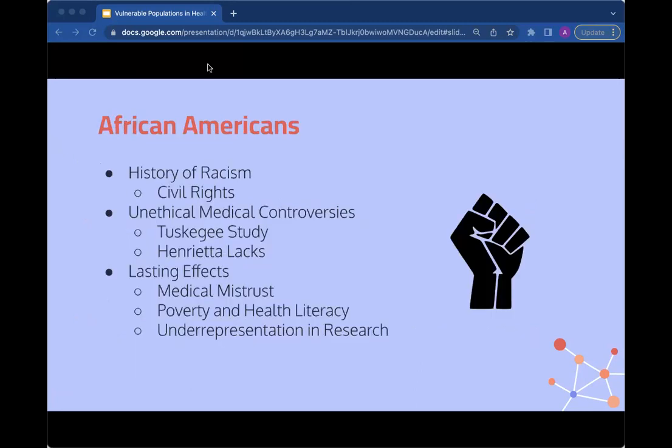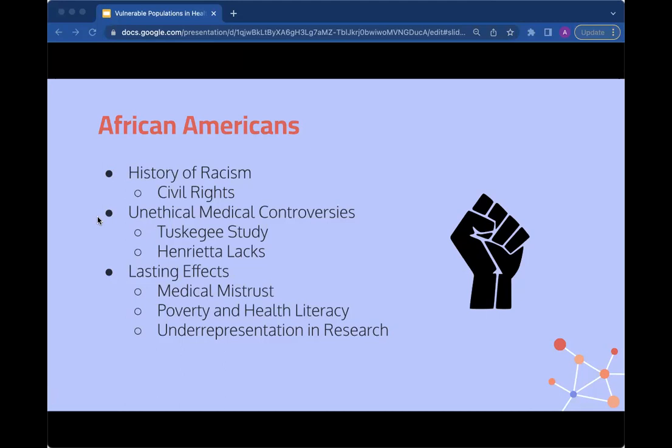So the first group that we'll focus on is African American individuals. It's helpful first to think of the history of racism in the United States. And to frame this, we'll talk about the civil rights movement from 1954 to 1968. During this period, there were demonstrations, protests, and engagements in which Black citizens and their allies fought to end discrimination and segregation. This movement culminated in the 1964 Act, which outlawed discrimination based on race, religion, sex, and ethnicity, outlawing segregation in schools, employment, and public accommodation as well.